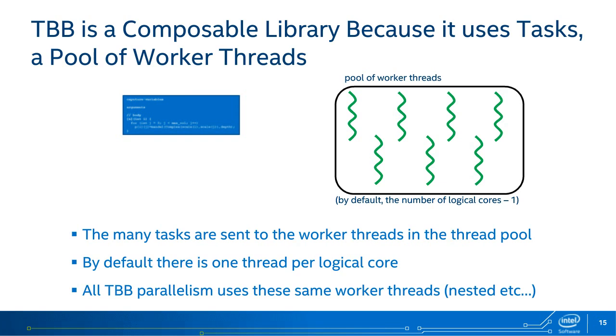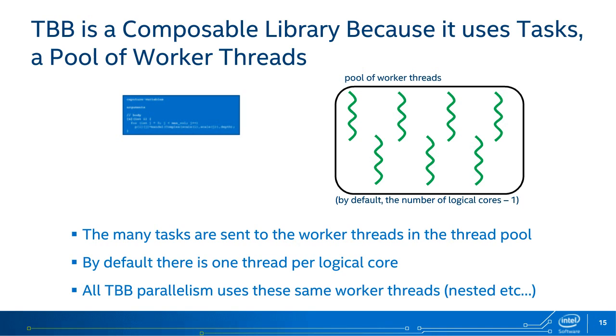Unlike some models like OpenMP where you encounter a parallel algorithm and it creates new threads, TBB uses a limited set of worker threads for all the parallelism you express in your application. So the many tasks that we create in our algorithms are all sent to workers in this pool. By default, the library creates one thread per logical core, and all of our parallelism uses these same worker threads. So if we're nesting parallelism, we're really just creating more tasks, and these tasks get mapped by the library to one of these worker threads when it's available to do work. So we're never oversubscribing our system by expressing more parallelism with TBB.